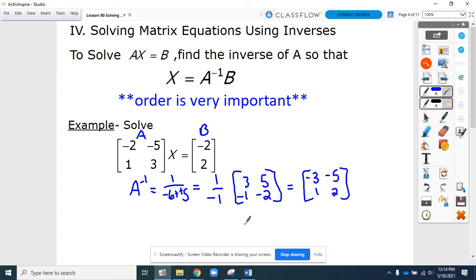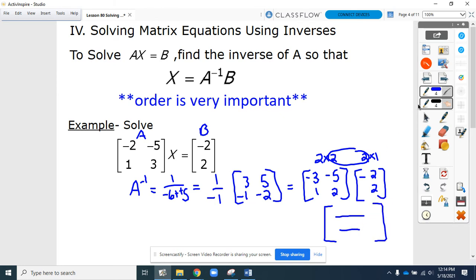So now to actually solve the system, I put that one first. I already have the inverse. So now I put matrix B next to it, -2, 2. This is a 2 by 2 times a 2 by 1. They match up. My answer is going to be a 2 by 1. 2 rows, 1 column. So I do my multiplication.